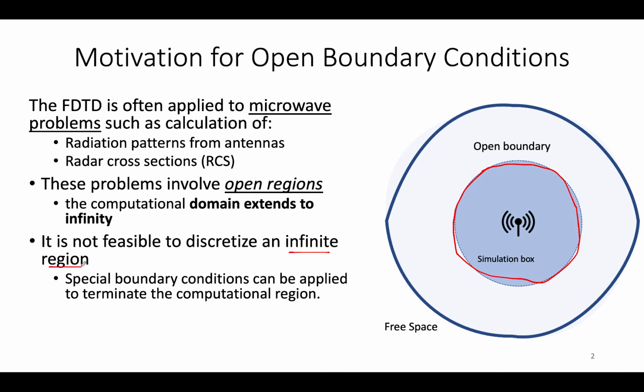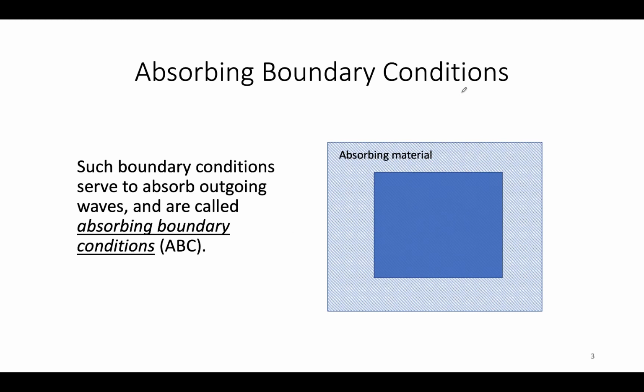So we apply a special boundary condition to terminate the computational region, to mimic a potentially infinite region around our computational domain. The so-called open region boundary conditions are also called absorbing boundary conditions, or ABC for short. So how do they work? Well, we mimic the infinite region by imposing an absorbing material around our simulation domain.